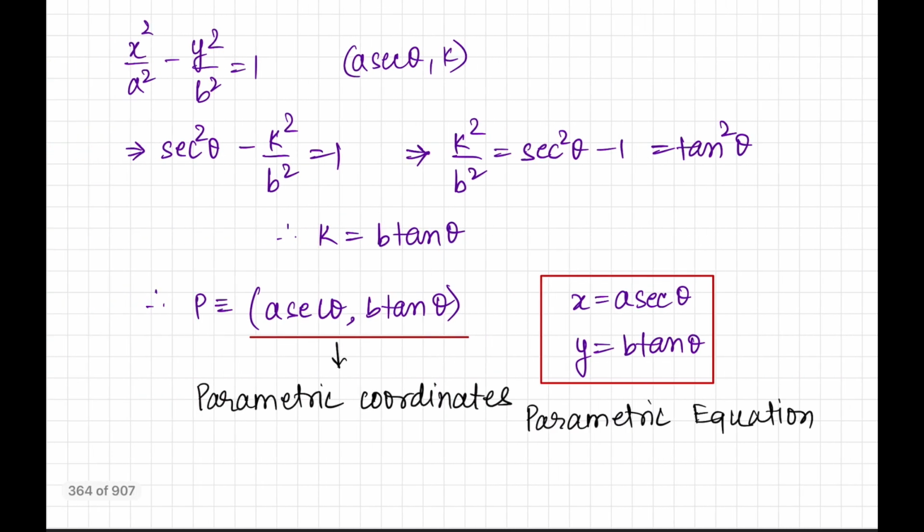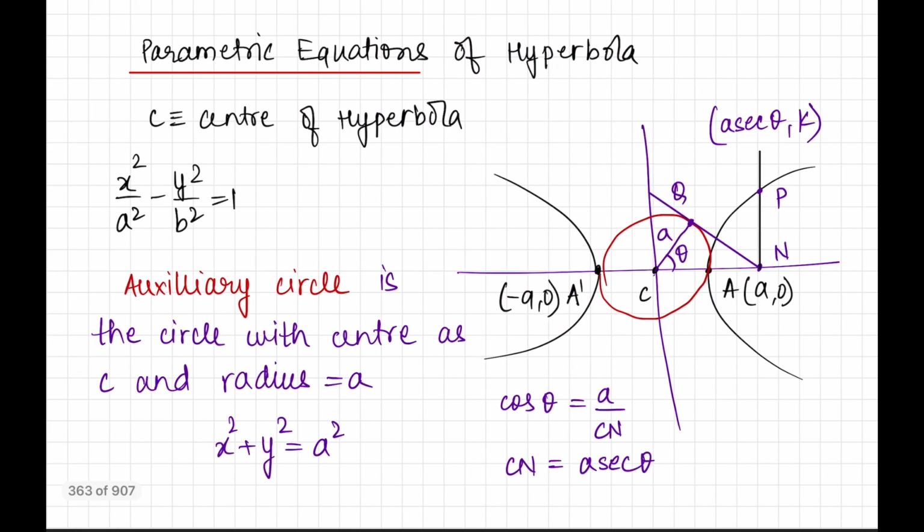And also, my dear students, I hope you understand how we select the parametric coordinates and what is called the parametric equation in the case of a hyperbola. And also, we must understand the circle which helps us to find the parametric equation, and that is called the auxiliary circle. So that is all that we have in this video, students.